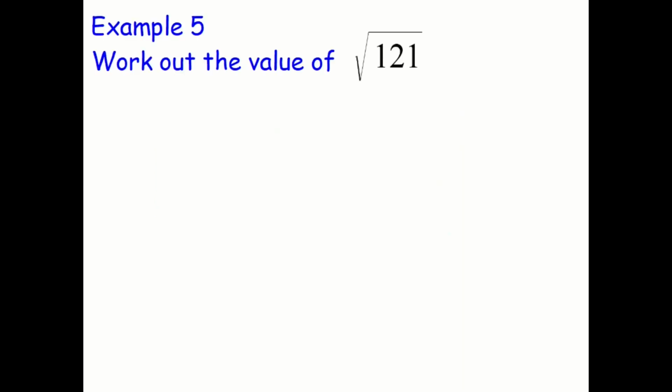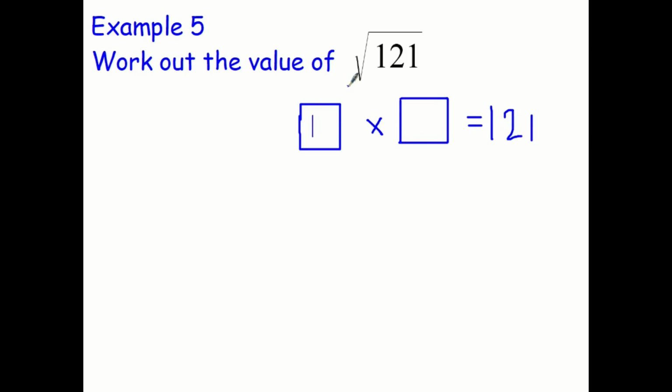Example 5, work out the square root of 121. So you're saying, what number have I multiplied by itself twice, the same number, to give me 121? Well, this is where, if you know your tables, it will really, really help. So here, the number is 11. 11 times 11 is 121. So the square root of 121 is 11.